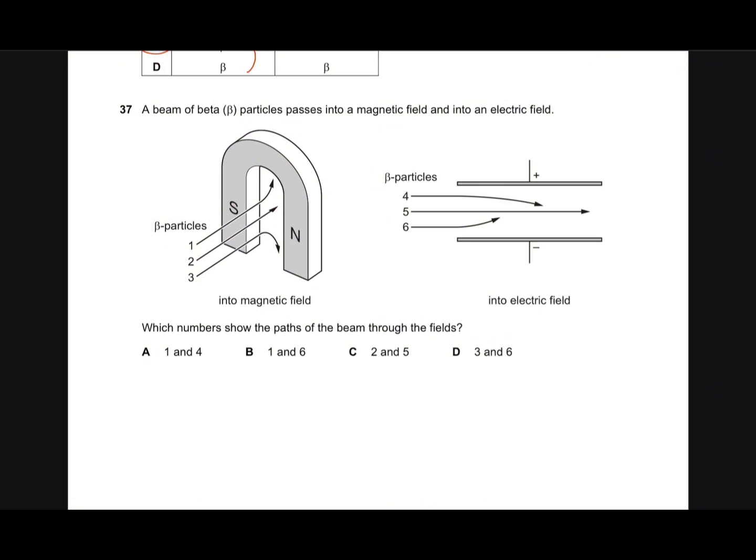A beam of beta particles passes into a magnetic field and an electric field. Which number shows the path of the beam through the fields?